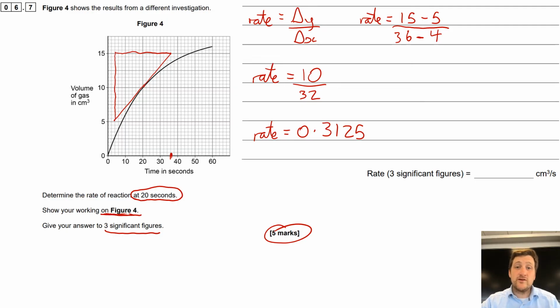That's not 3 significant figures, so I need to round it. If I get to this far, I will get 4 marks. I have to round it to 3 significant figures, so it's going to be 0.312 to get all the marks.